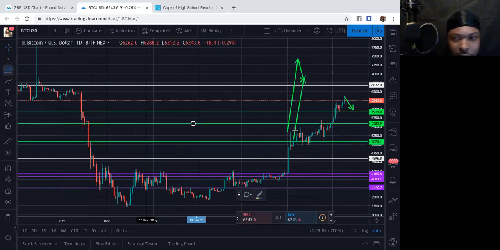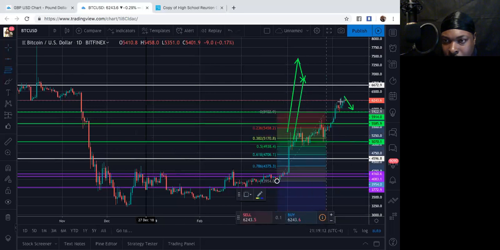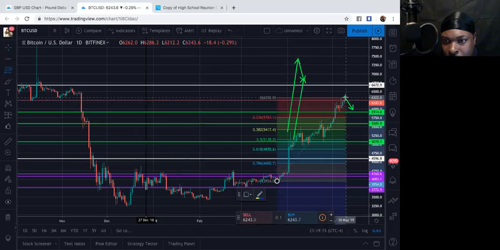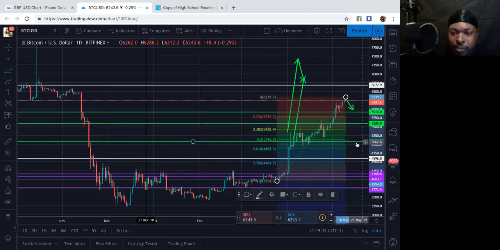Let me take the fib real quick. So looking at that, we definitely could see a 25% retrace, possibly a 38% retrace. And this would be almost a 50%. But what we've seen here is about 25%, 25%, similar 25%.